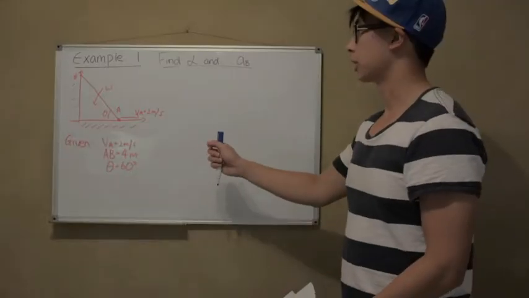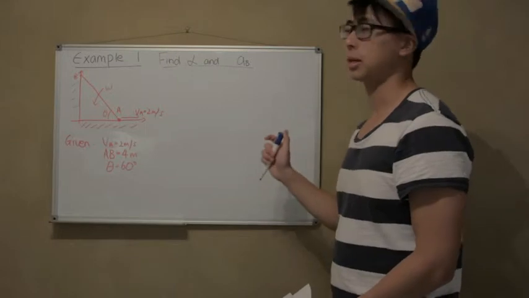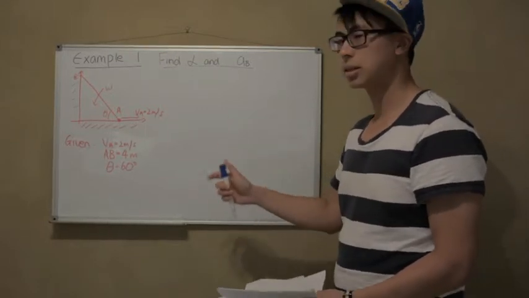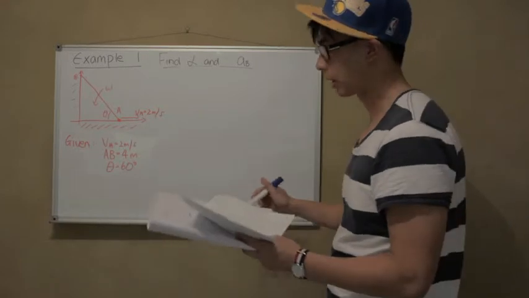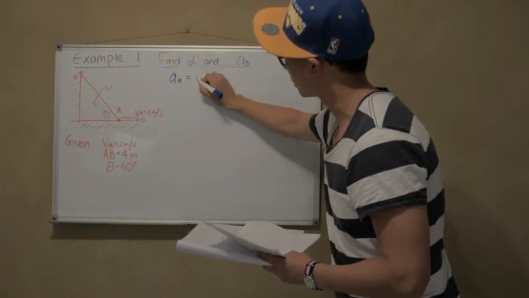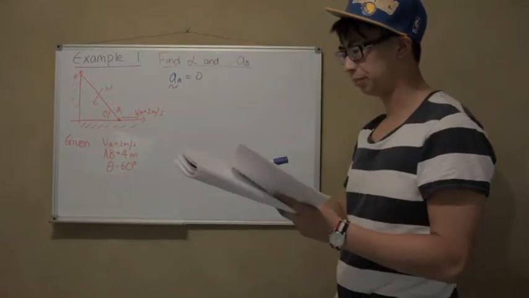Point A is moving along the x direction at 2 meters per second. As a result, it's got constant velocity, so it has absolutely no acceleration. So we can say that the acceleration at point A is equal to 0.